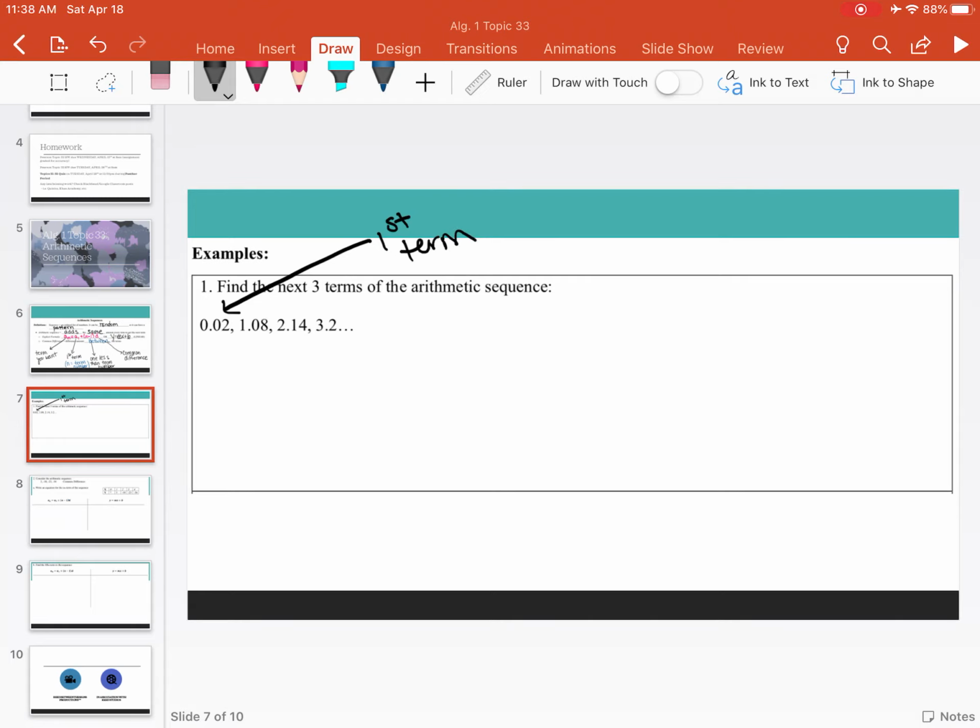So what we mentioned on the last slide was how we can represent values by a sub n, depending on what term we're dealing with. So here, we know that a sub 1 is going to equal 0.02. A sub 2, also known as the second term, is 1.08. A sub 3 is the third term, or 2.14. A sub 4 is 3.2, etc., etc.